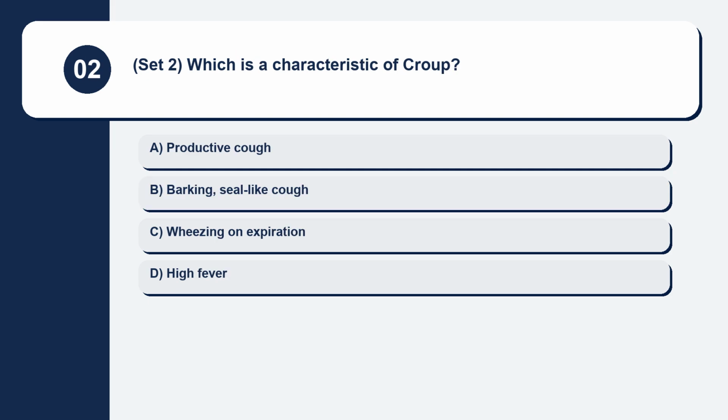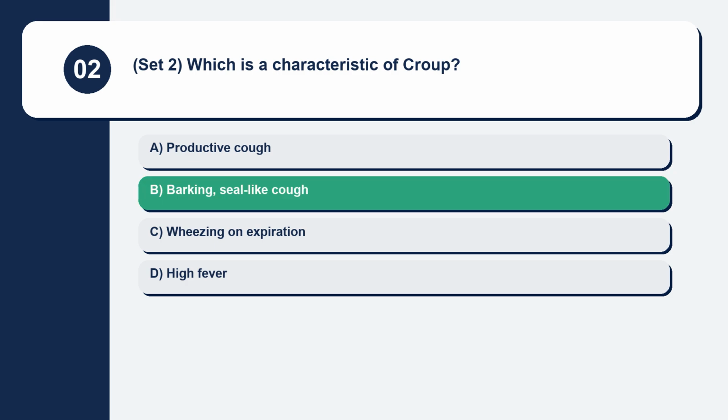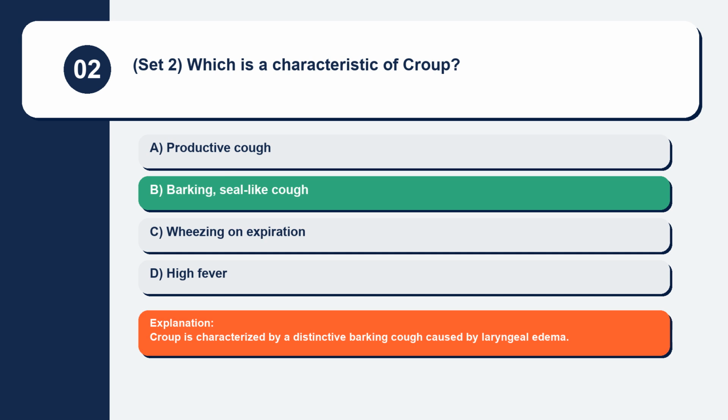Question 2. Set 2. Which is a characteristic of croup? Productive cough, barking seal-like cough, wheezing on expiration, high fever. Croup is characterized by a distinctive barking cough caused by laryngeal edema.